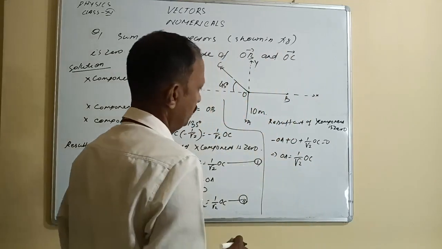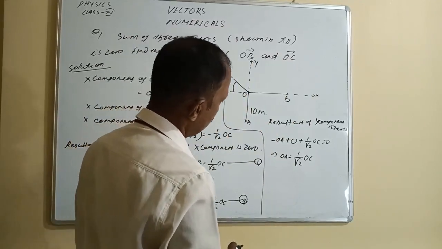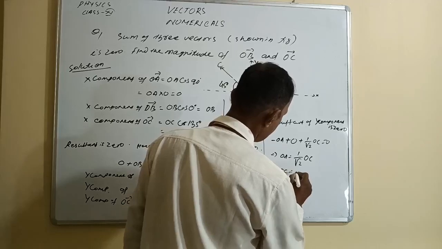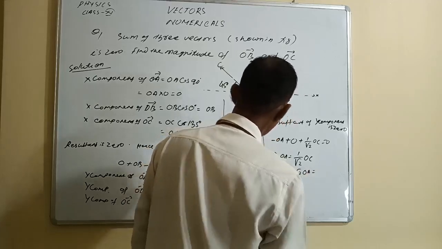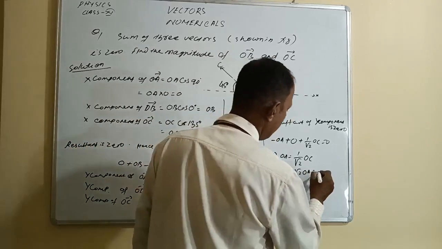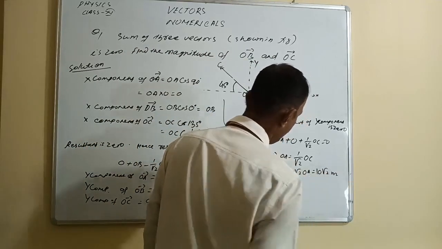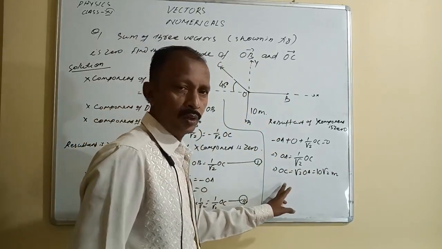Okay, clear? So here I can write that OC is equal to root 2 OA, and OA is given as 10. That means 10 into root 2 meter. We got the magnitude of the vector OC.